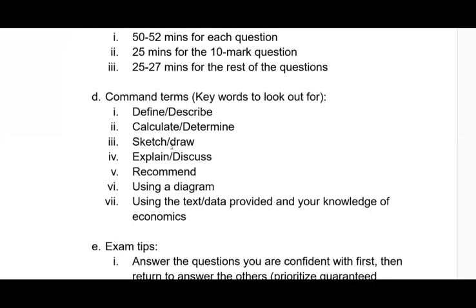This is a list of the command terms that you're going to come across, largely similar. Define and describe are your shorter, easier ones. Just 2 marks. Calculate and determine, also the same. Sketch and draw are going to be for your diagram, plus diagram explanation questions. And then the larger ones will be explain and discuss or recommend.